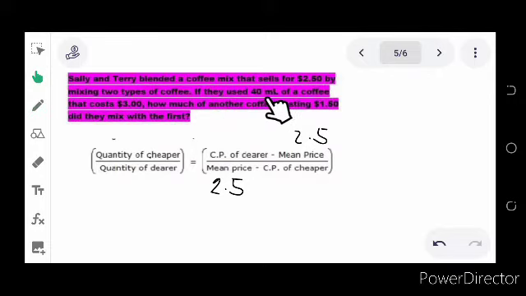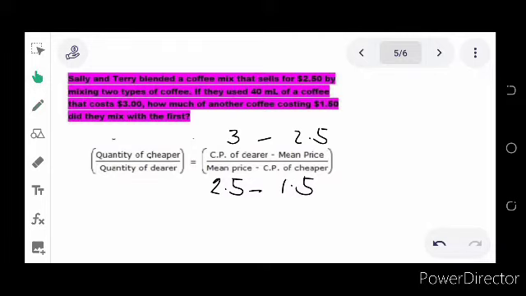And then, if they had used 40 ml of a coffee that cost $3, how much of another coffee costing $1.50 did they mix with the first? So the combination involves two coffees, one that costs $3 and one that costs $1.50. So obviously the $3 is the most expensive, so you have 3 here. And the $1.50 is the cheaper, so you have here 1.5.